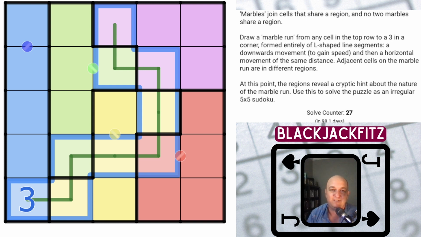What is so? It's a cryptic clue. Let me read that section again. Adjacent cells. No, at this point, the regions reveal a cryptic hint about the nature of the marble run. Use this to solve the puzzle as an irregular 5x5 Sudoku. Okay. The regions reveal.